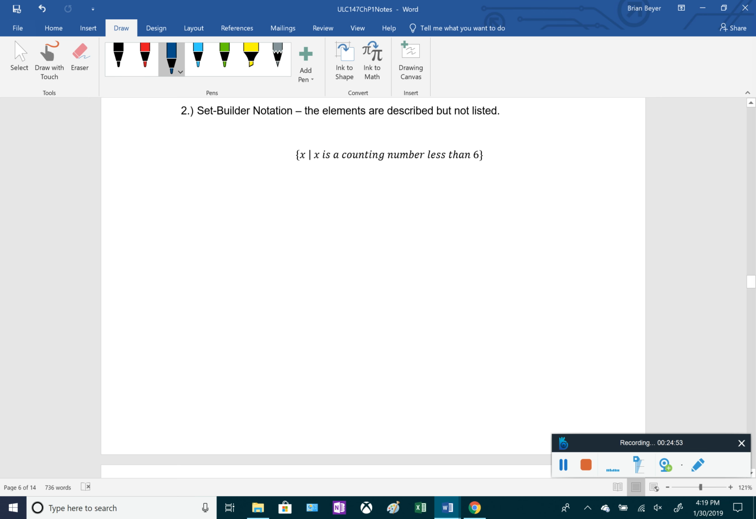The next one is not as simple. It's the set builder notation. The elements are not listed in set builder notation, but they are described. So for this, it looks something like what I have written right here. We start by reading it as the set of all x values. This vertical line is read as such that. And then everything after that is the description. It tells you what you're referring to, or what is in this set. So this is the set of all x values such that x is a counting number less than 6.